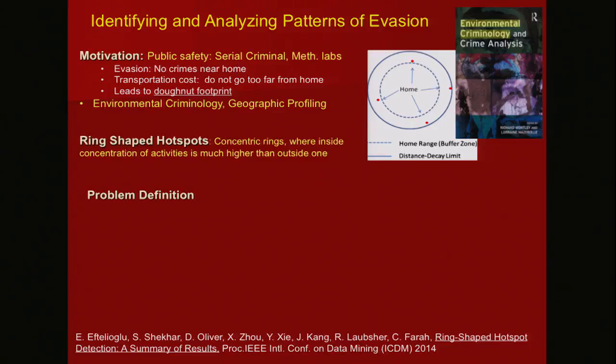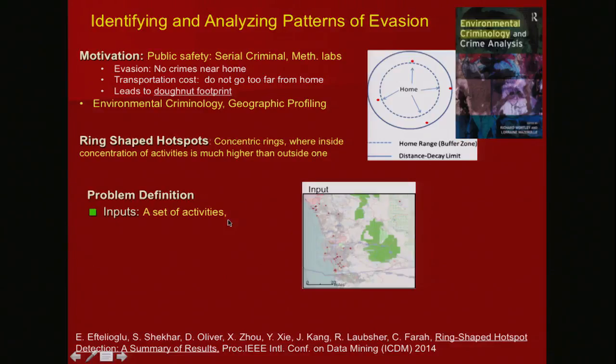Okay. So first, we simplified the problem a little bit to make it computationally tractable. So we assumed that these donut holes are concentric rings, okay, just to reduce computational cost. So in terms of the problem input and output, you are given a set of activities and their location. For example here, these red dots in this map are essentially showing you arson.